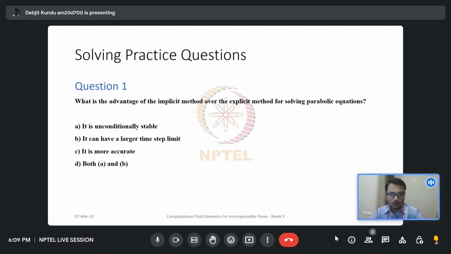So question number 1 of today's session is asking us what is the advantage of the implicit method over the explicit method for solving parabolic equations? Is it A, it is unconditionally stable? Is it B, it can have a larger time step limit? Is it C, it is more accurate? Or is it D, both A and B?